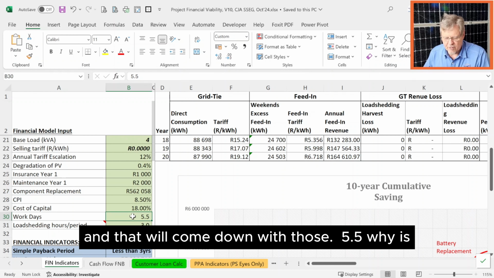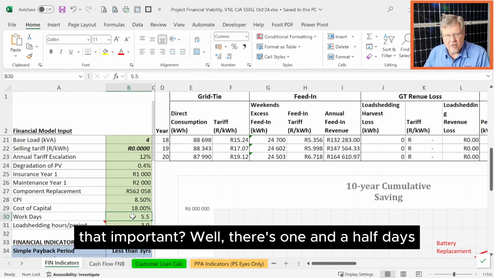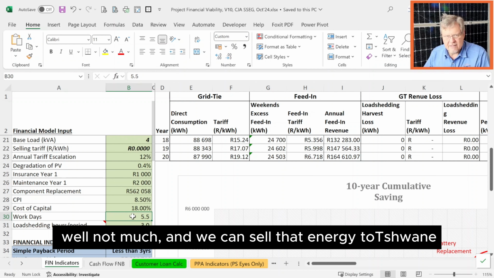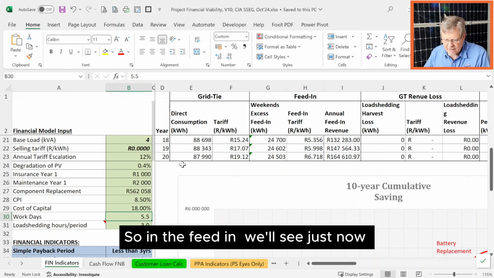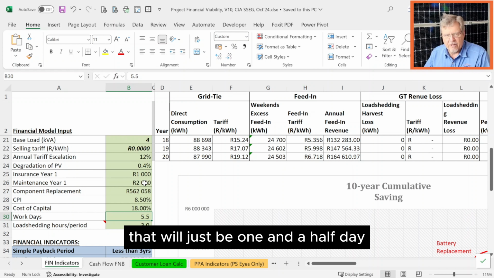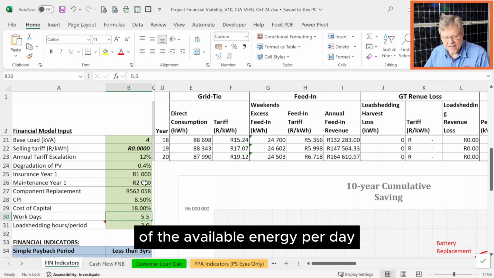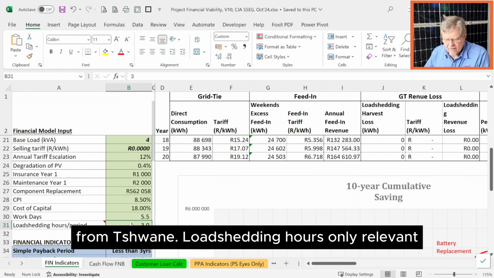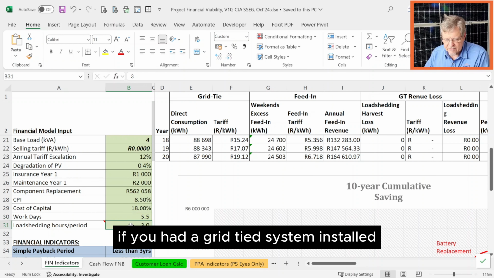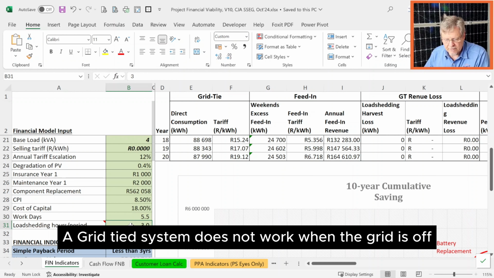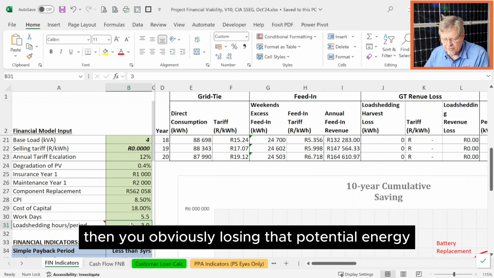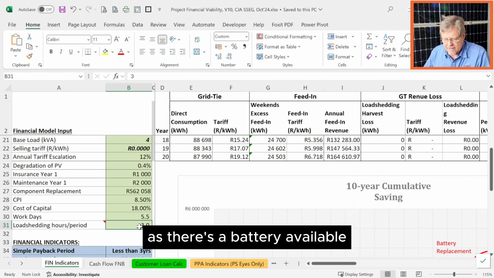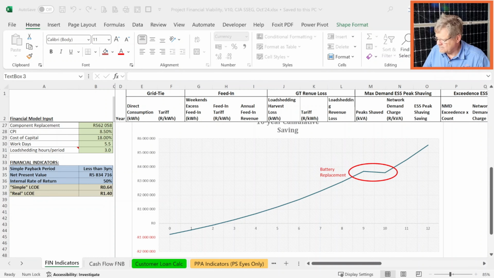Workdays 5.5, why is that important? Well, there's 1.5 days that you are not consuming energy, well, not much, and we can sell that energy to Tswane. So in the feed-in, we'll see just now, that will just be 1.5 day of the available energy per day that we're selling back to Tswane, hopefully to get that revenue from Tswane. Load shedding hours only relevant if you had a grid-out system installed. If the grid-out system does not work when the grid is off, then you'll obviously be losing that potential energy. So we model that as well, but again, not relevant in this model as there's a battery available.